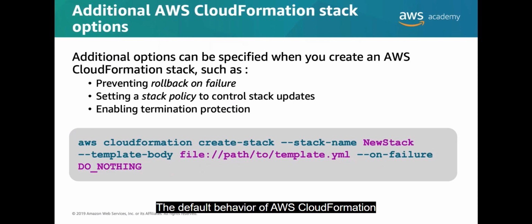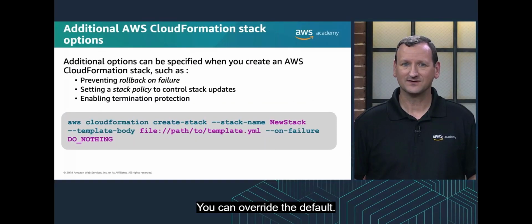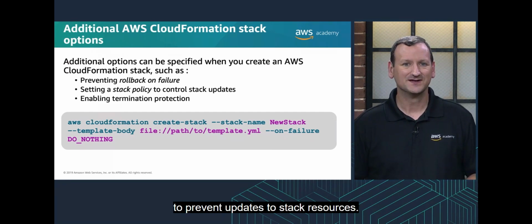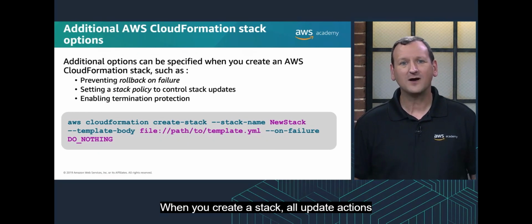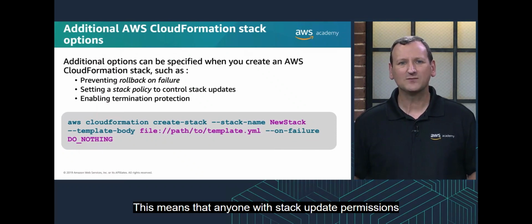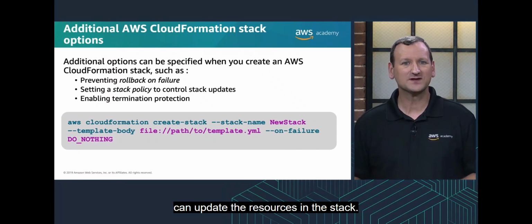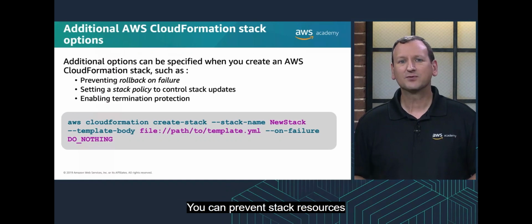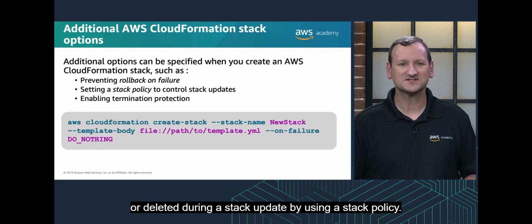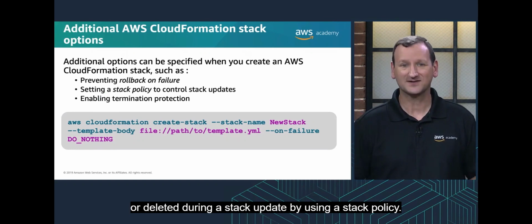The default behavior of AWS CloudFormation is to roll back all changes when a stack fails to successfully complete all actions. You can override the default. You can also apply a stack policy to prevent updates to stack resources. When you create a stack, all update actions are allowed on all resources by default. This means that anyone with stack update permissions can update the resources in the stack. You can prevent stack resources from being unintentionally updated or deleted during a stack update by using a stack policy.